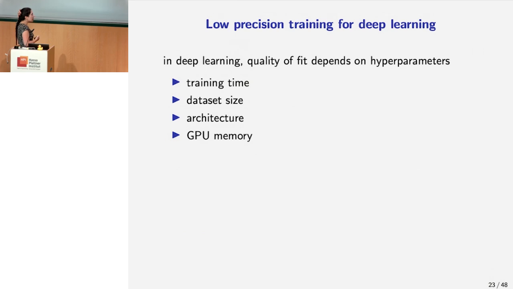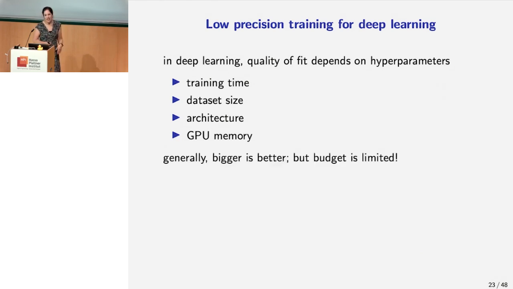Okay, Pareto estimation. In a lot of modern problems, you actually know which direction to take your hyperparameters. You know that more is better. In deep learning, you want more training time, larger data set sizes, bigger architectures, more GPU memory. The problem is your budget is limited. You can't do all these things at the same time. You have to choose. How are you going to spend your budget?